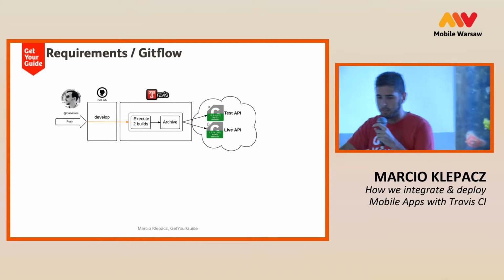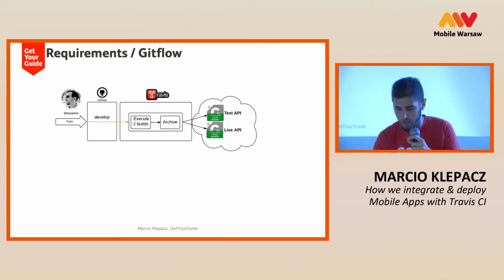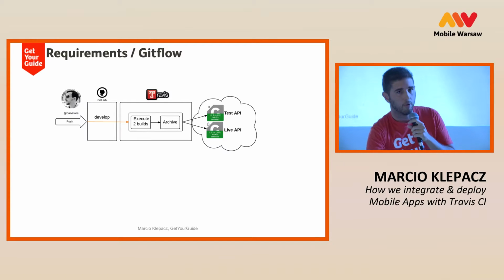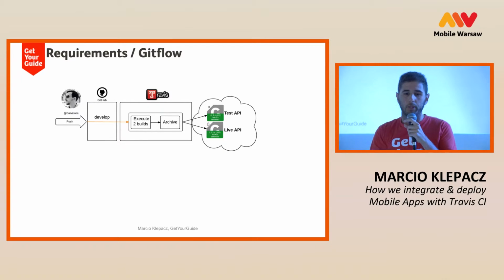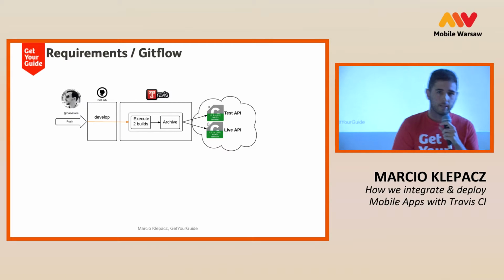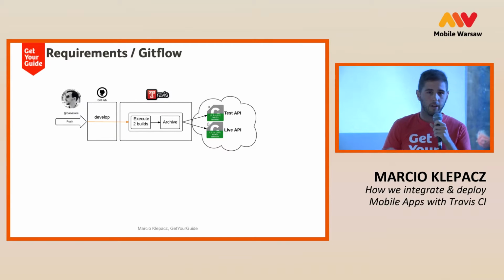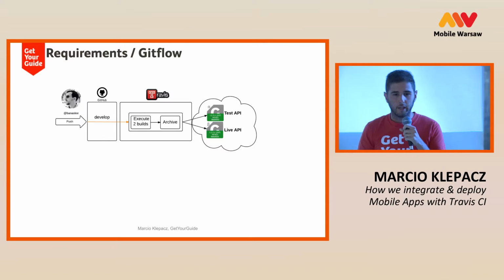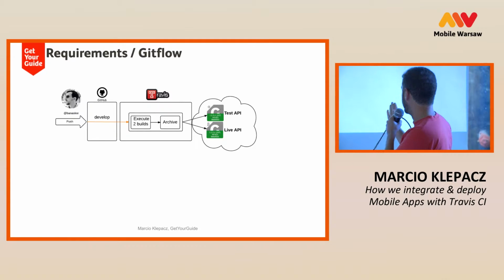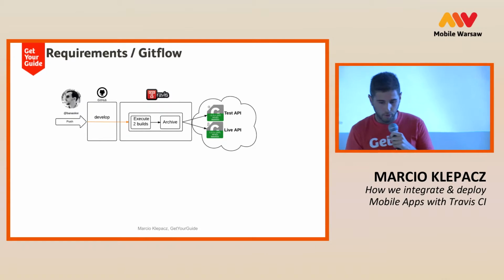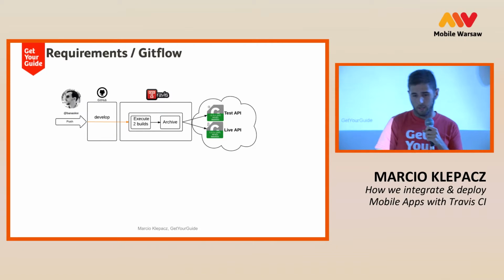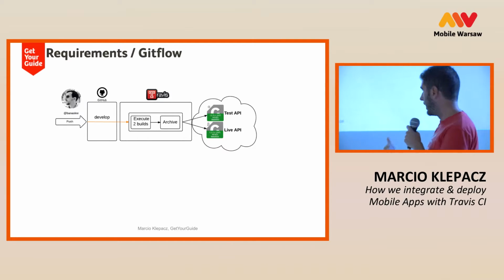So it's basically our environment. As I mentioned, we are a marketplace. So if he wants to buy something and I want to use a dummy credit card number, I can use our test API. And if I want to really book something to make sure everything is fine, I can use the beta one with the live API.